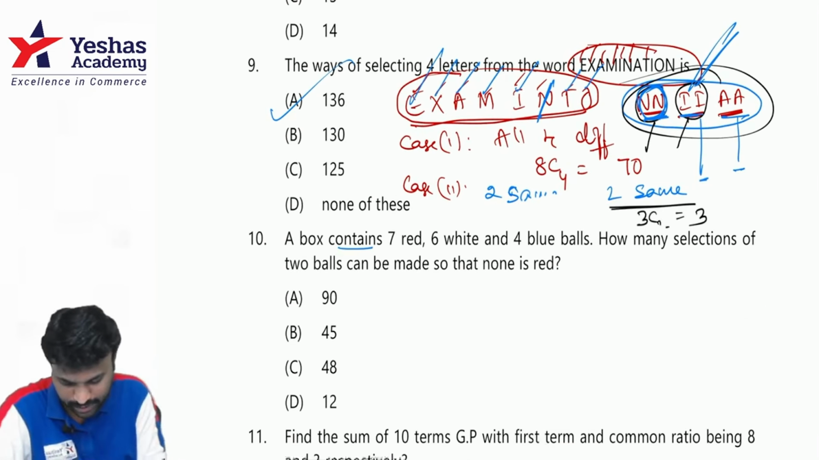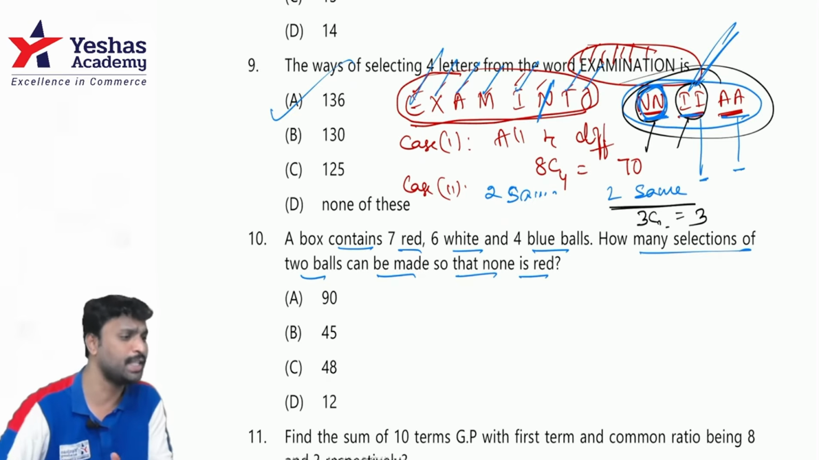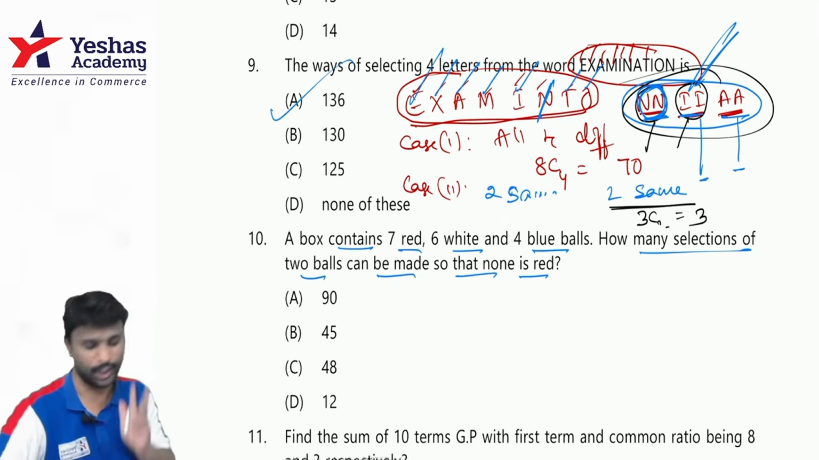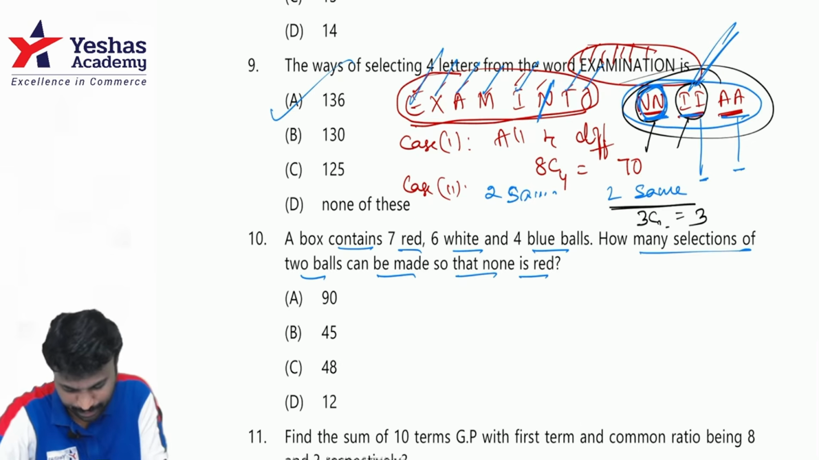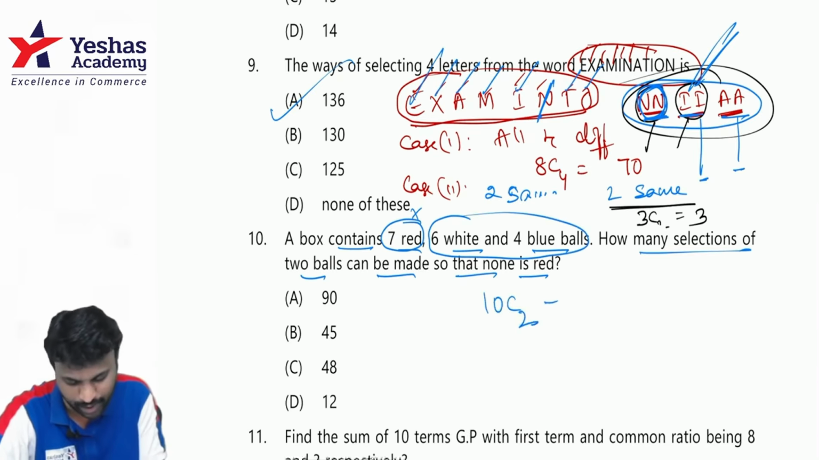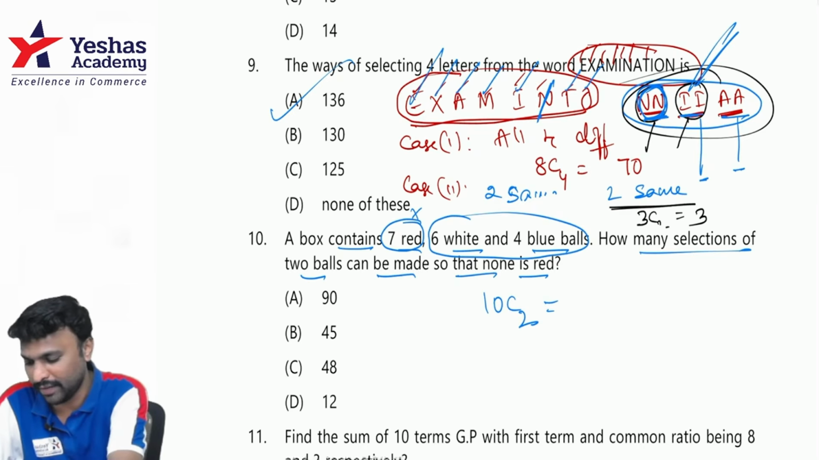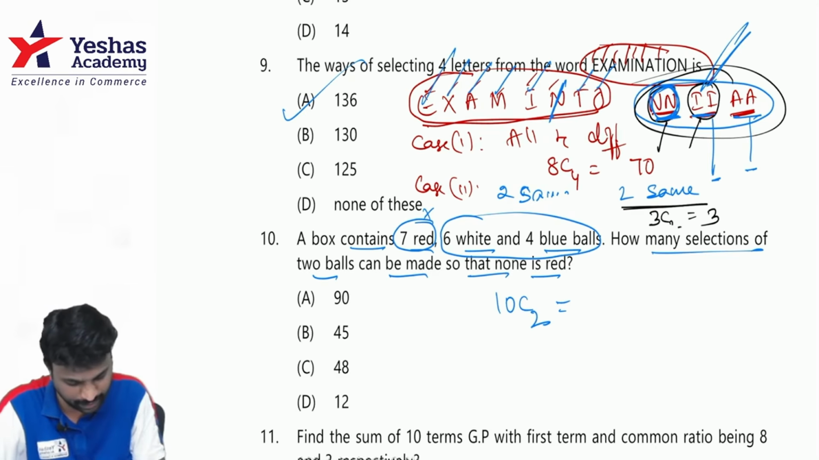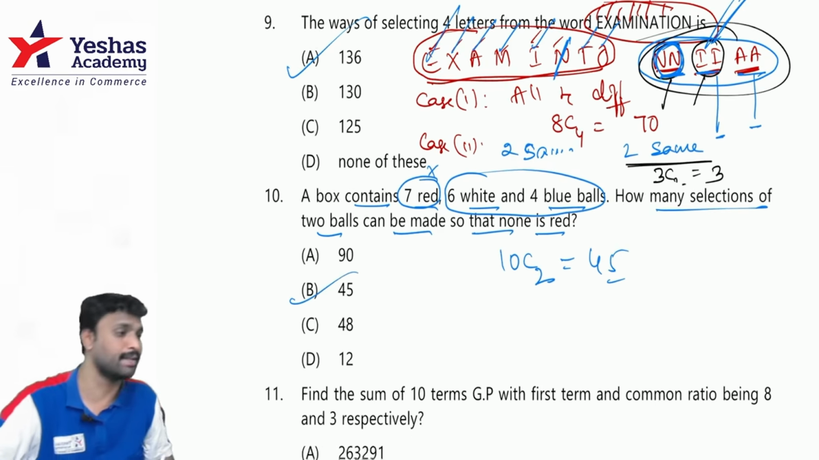They've said a box contains 7 red, 6 white, and 4 blue balls. How many selections of 2 balls can be made so that none is red? See, guys, you need to select how many balls? 2 balls. None are red. That means red should be excluded. So, how many are available now? 10 balls. From these 10 balls, you have to select 2. That means 10 into 9 divided by 2. That makes 45. Option B is the right answer.